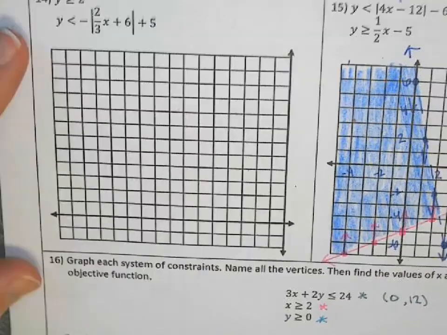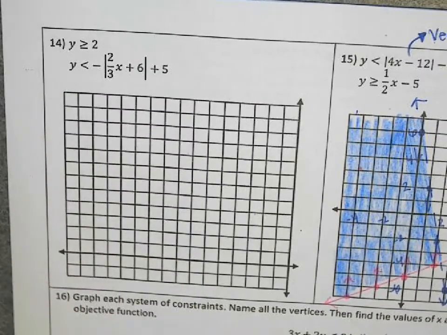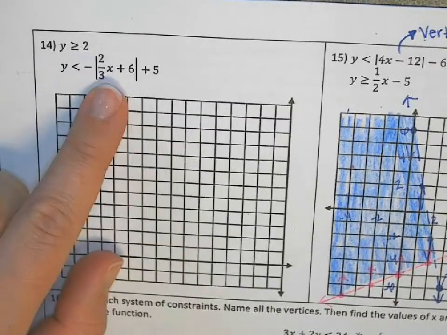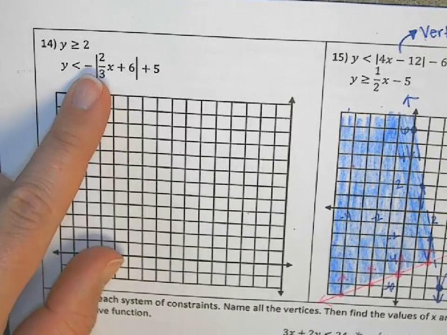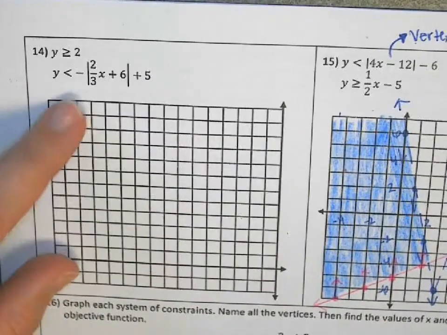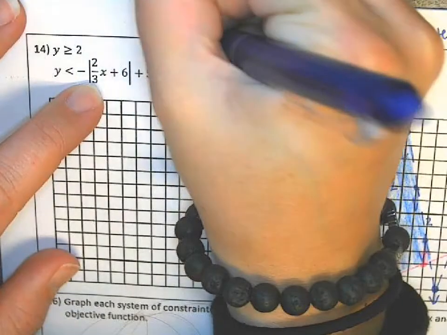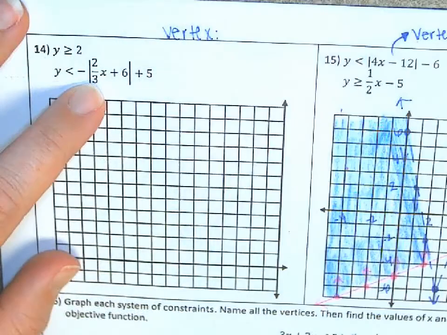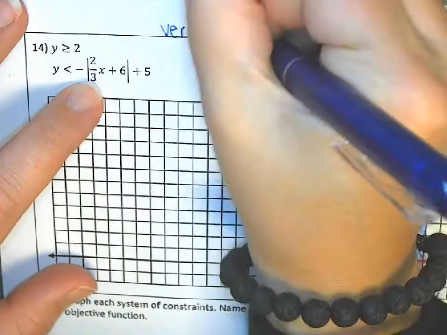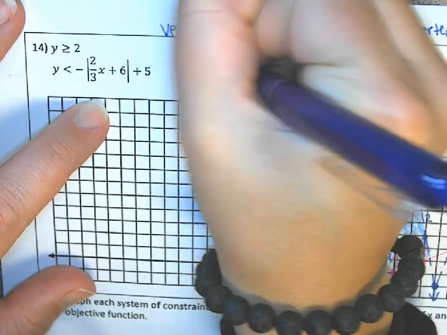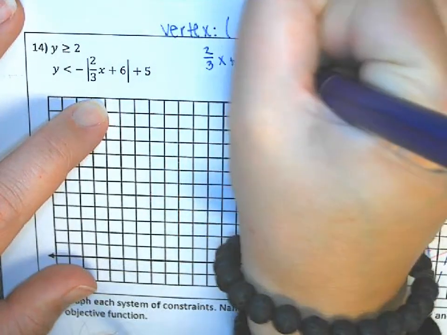What does this one have to have in your graph? A mountaintop. Because that negative sign, you know that you're not going to have a V. This one, though, will be a mountaintop. All right, let's find the vertex here. How do you find the vertex? Set the absolute value bar to 0. So 2/3 x plus 6 has to equal 0.